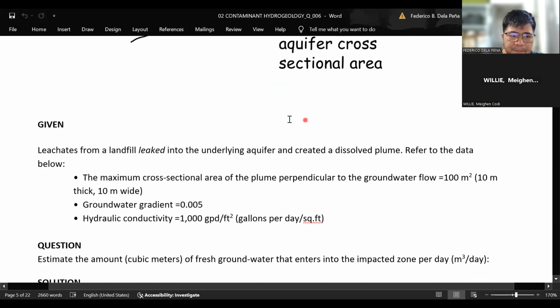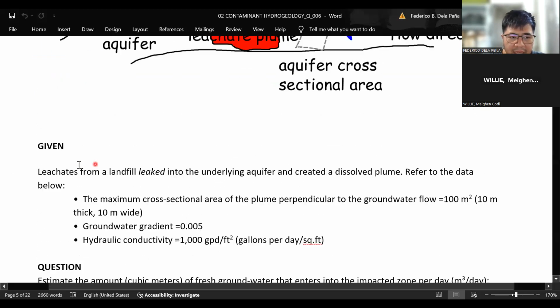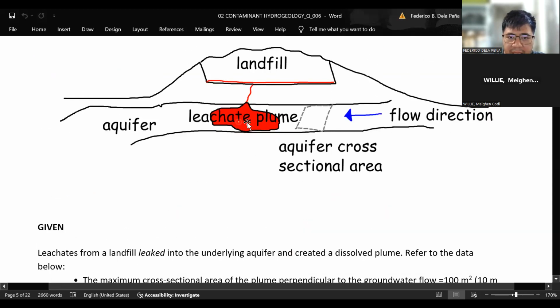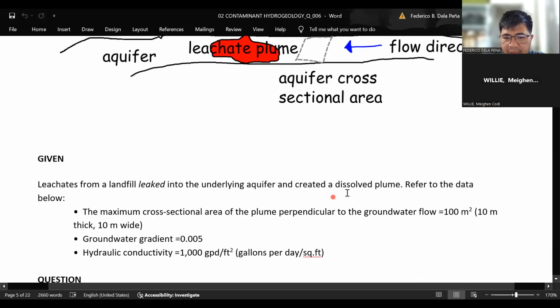All right. Let's go again to the given. You have leachate leaking into a landfill, and the leachate has basically merged with the groundwater, so you have a dissolved plume. And your data is as follows.